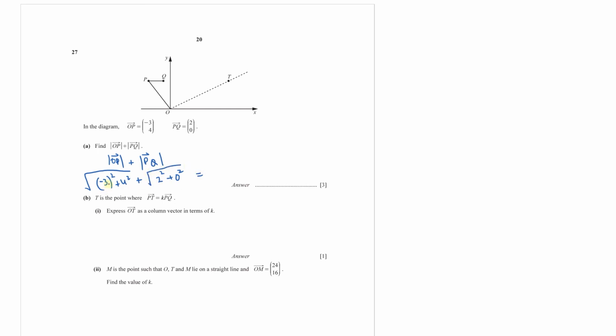So minus 3 squared will become 9 plus 16 whole square root, plus 2 squared would be 4, plus 0 would be 0. So this would be just this. Then this is my square root of 16 plus 9, 25, plus square root of 4. Square root of 25 is 5. Square root of 4 is 2. So you get 5 plus 2 equals 7.